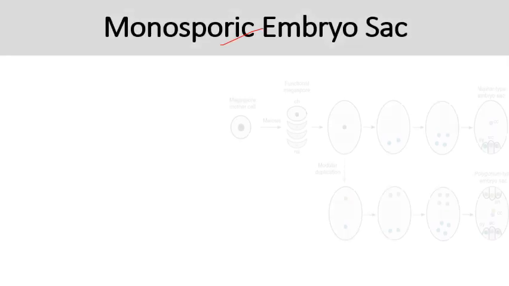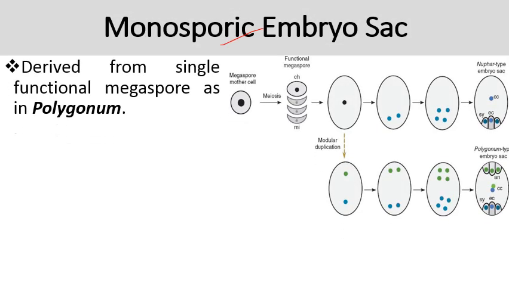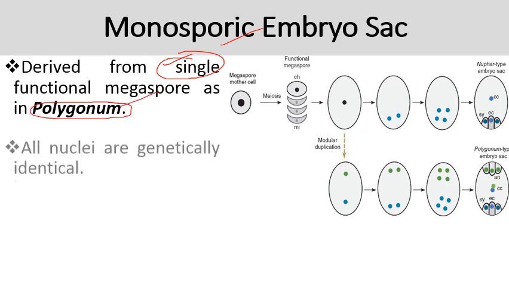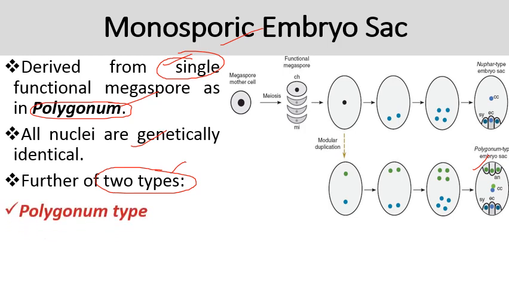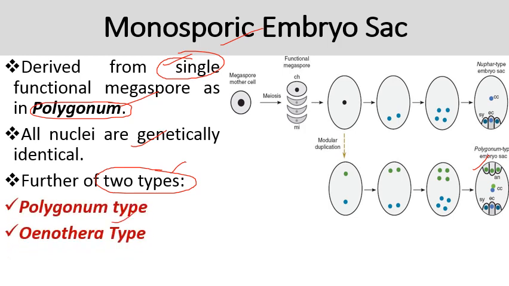Firstly comes monosporic embryo sac. As the name indicates, this type of embryo sac is derived from a single functional megaspore. इस तरह का जो embryo sac है वो बनता है single functional megaspore से, as in case of Polygonum, जैसा कि Polygonum के केस में होता है. So this single megaspore will give rise to the entire embryo sac. All nuclei are genetically identical. सभी के सभी जो nuclei हैं वो genetically identical होते हैं और ये further 2 तरह का होते हैं. Monosporic embryo sac: first is Polygonum type and second one is Oenothera type.